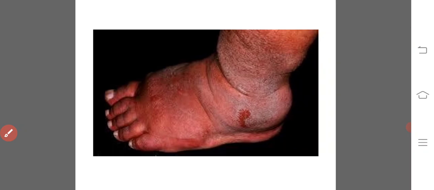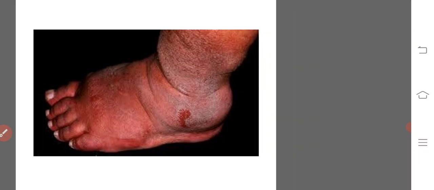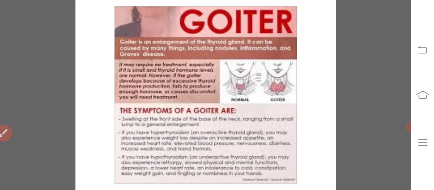So this is about the myxedema, that is temporary swelling of the body parts and the other regions of the body. Then coming to the goiter. Generally, goiter is an enlargement of the thyroid gland.